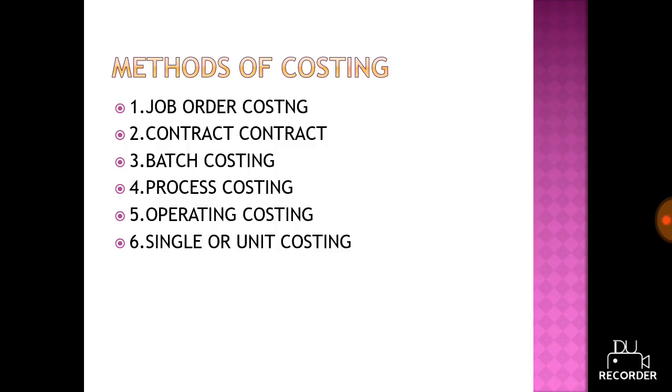The industries where this method is used include printing presses, repair shops, interior decorators, painters, etc. And the next one is contract costing or terminal costing. This is a variation of job costing, and therefore the principles of job costing apply to this method. The difference between job and contract is that a job is small and a contract is big. It is well said that a contract is a big job and a job is a small contract.